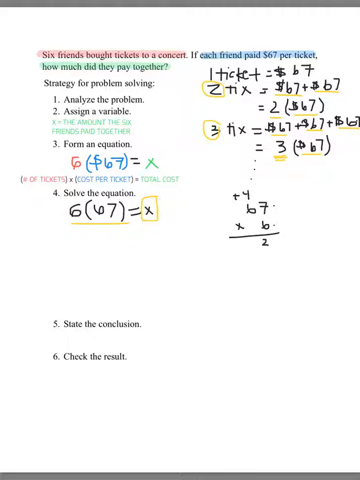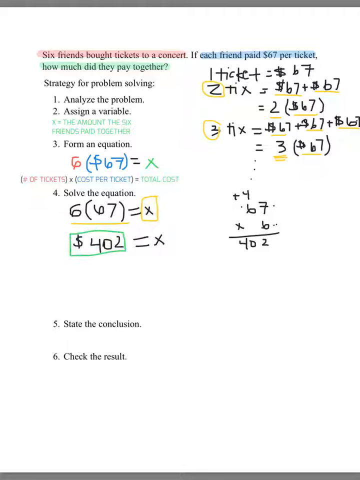Now we're going to do 6 times 6. That's a 36. But when you add the additional 4 to that, that's going to be a 40. Therefore, 67 times 6 is 402. So we can bring down the x in our equation, and on the left hand side we can replace 6 times 67 by 402. And that's going to be our solution. So therefore x is equal to 402, and that is dollars. And we'll go ahead and box that in green.